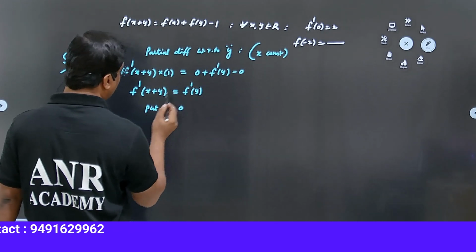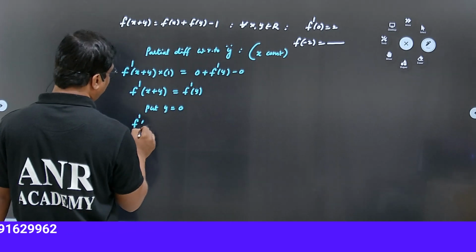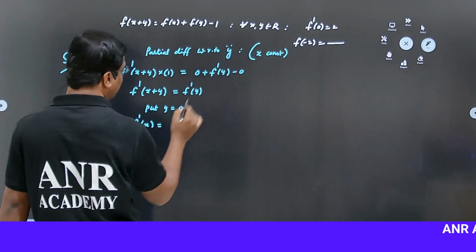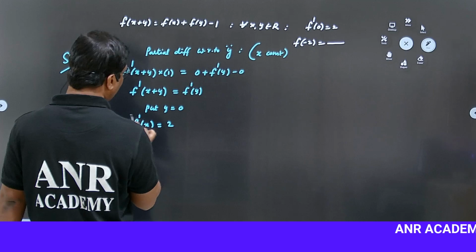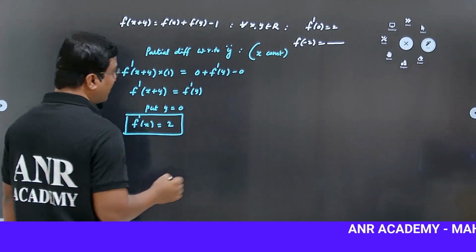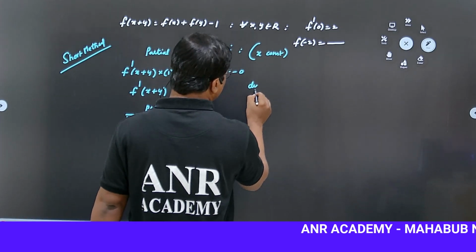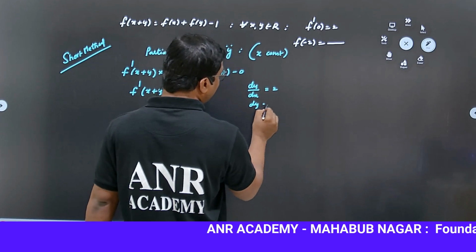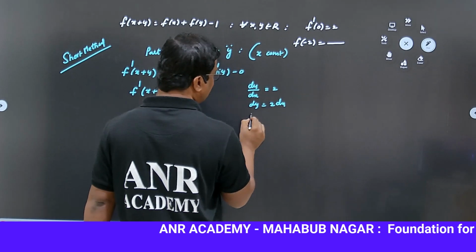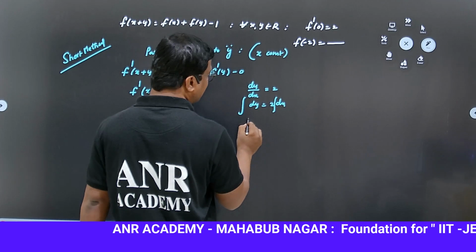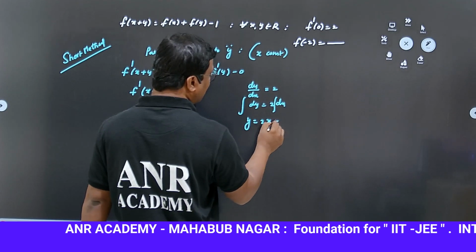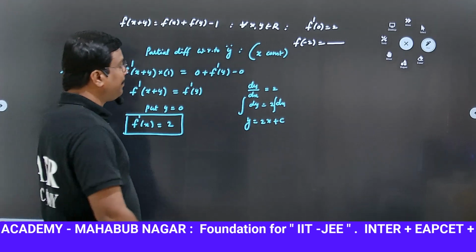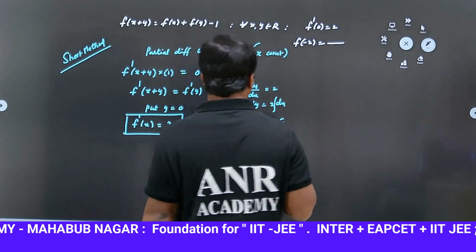If you substitute y equal to 0, f dash of x becomes f dash of 0. F dash of 0 is nothing but 2. But the derivative dy by dx is equal to 2, so dy is simply 2 dx. On integrating both the sides, we get y equal to 2x plus c. Yes, you got the function, but you have to eliminate the constant also.